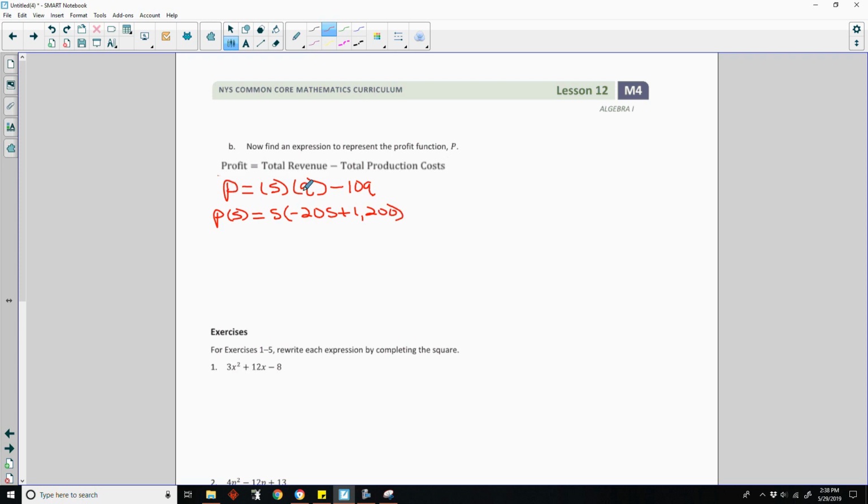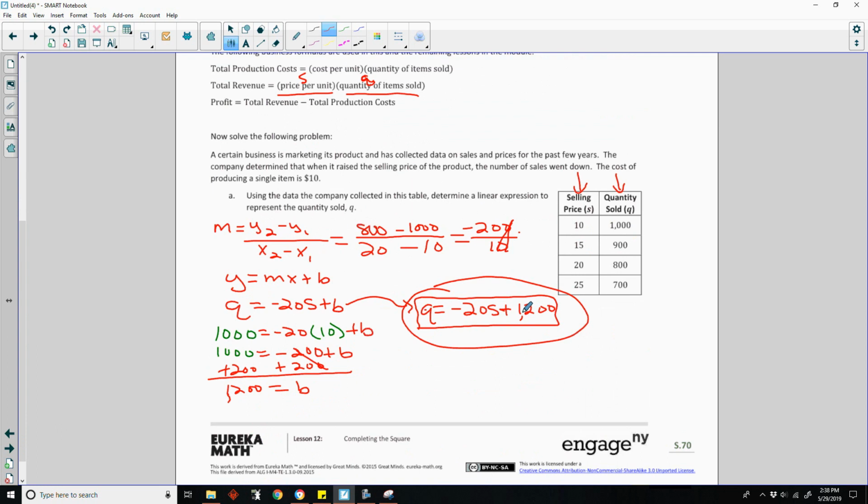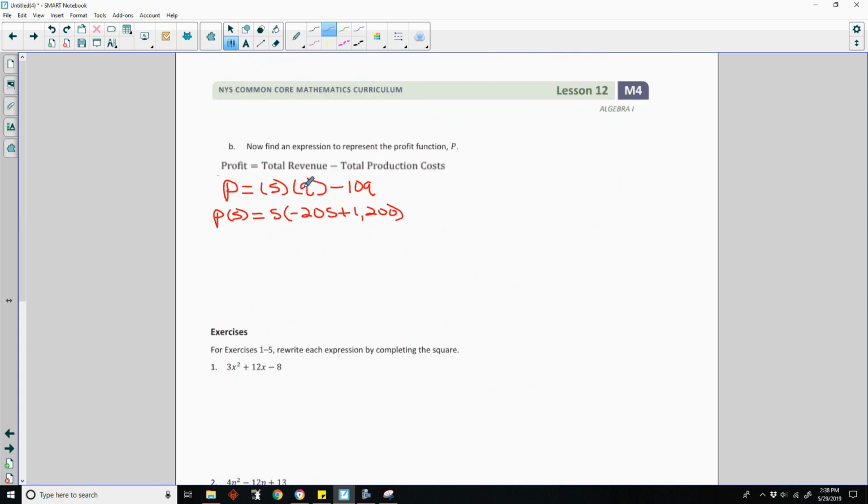Okay, this is my Q that I found in this problem here. Q equals this, so now I'm doing substitution. Q equals this, minus 10 times Q again. Instead of putting Q, I'm going to put negative 20S plus 1,200.